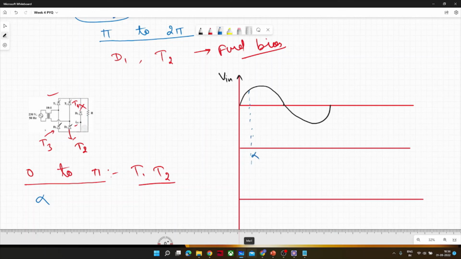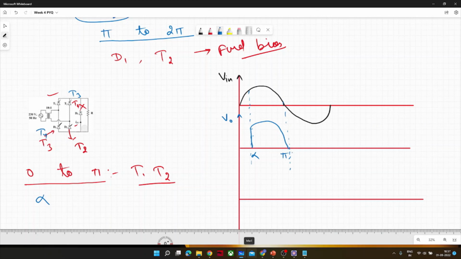Now, the output is resistive, so V naught would follow the supply after alpha. After pi, the work of T1 and T2 is done during forward bias. After pi, T1 and T2 would be reverse biased, and T3 and T4 would be forward biased.